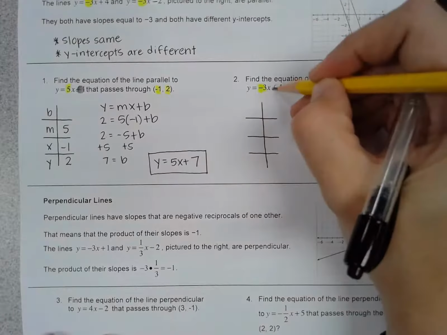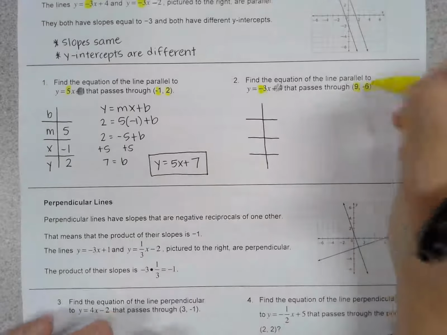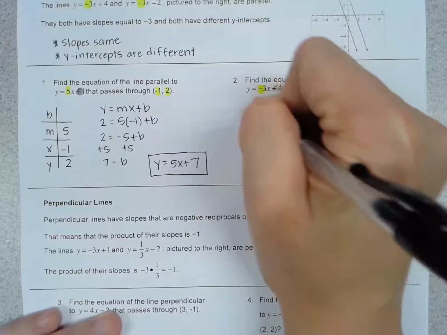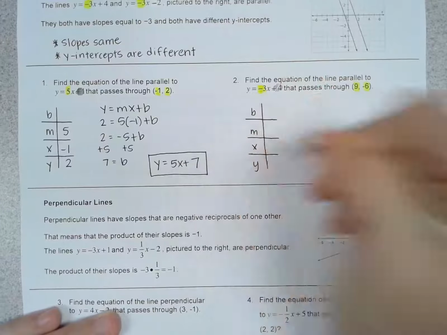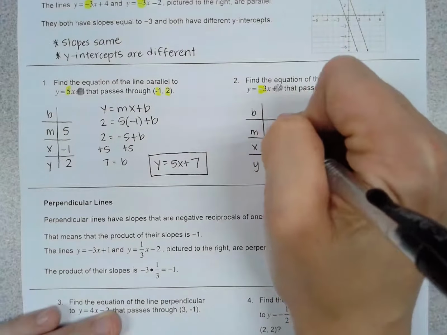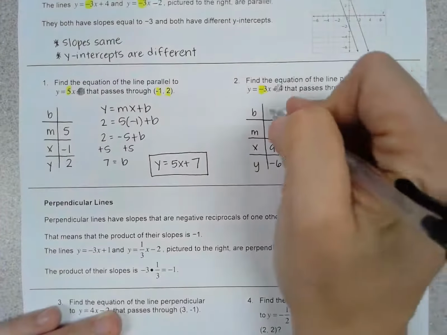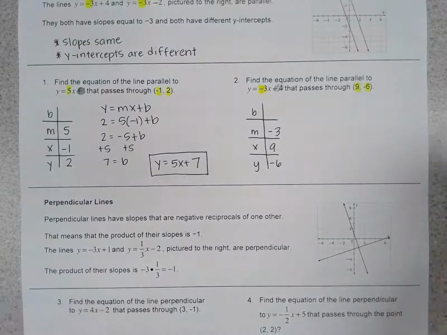Find the equation of a line that's parallel to the line y equals negative 3x plus 4. Remember, the plus 4 is not going to matter at all. And then it also tells me that it goes through the point 9 comma negative 6. So on my BMXY chart, it says that the slope is negative 3 because they're parallel. The x is 9, the y is negative 6, and then the b is what I don't know, and that's what I need to solve for.